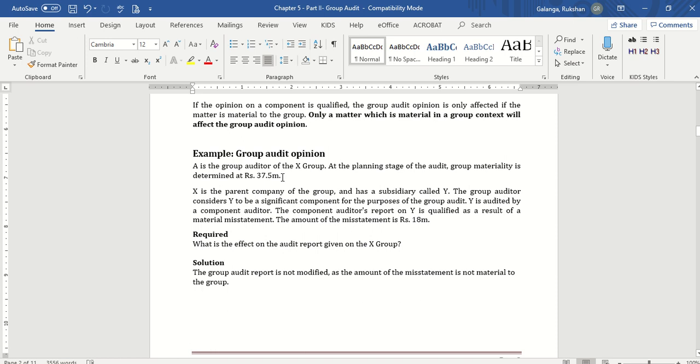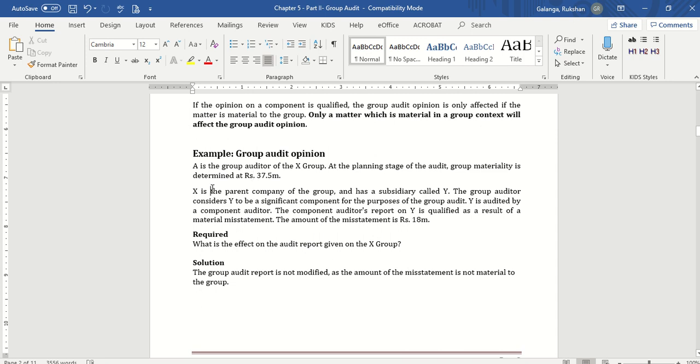A separate materiality level is also set for this group. We have discussed the materiality level for the financial statements as a whole, and then the performance materiality. In the same way, when auditing a group, we set a materiality level for the group too. So the group materiality level is 37.5 million. That means a material figure for the group is 37.5 million.